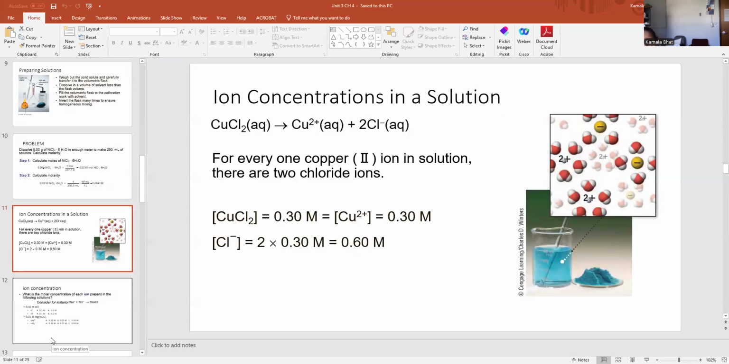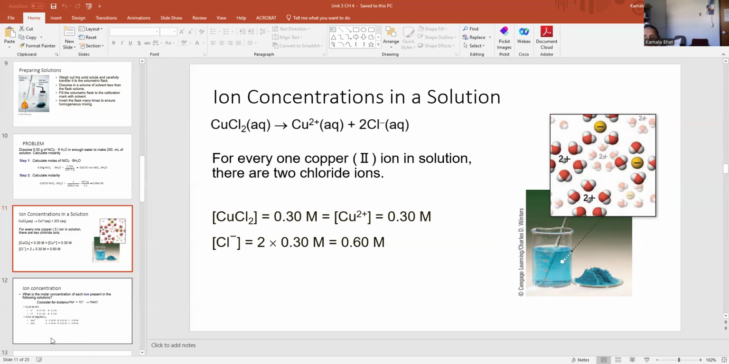Now the ion concentrations. This is something very important, because later on, in later chapters, when you come up to 102, you will have to have an idea how a water-soluble compound breaks down. So whenever you have a water-soluble salt, for example CuCl2, it's written as aq, but originally it was a solid. When you put it in water, it turns to aq.